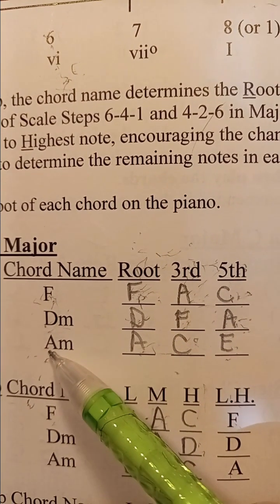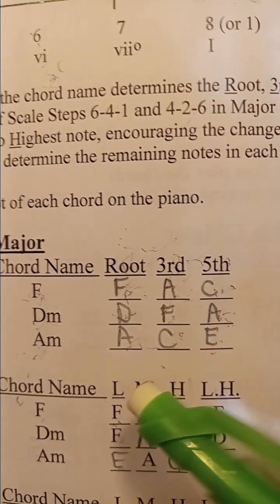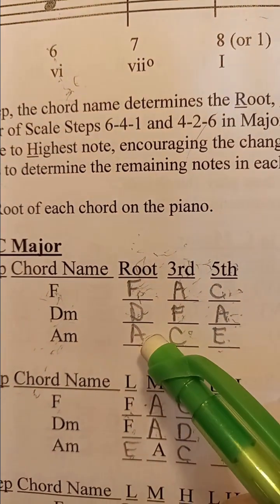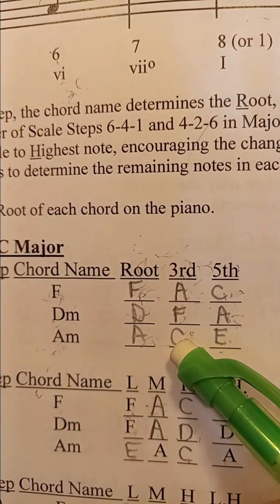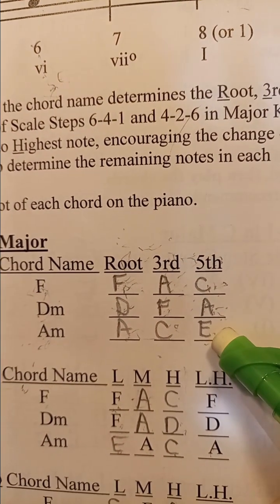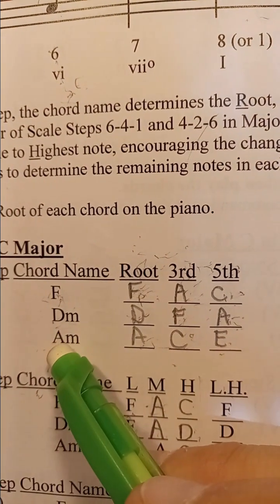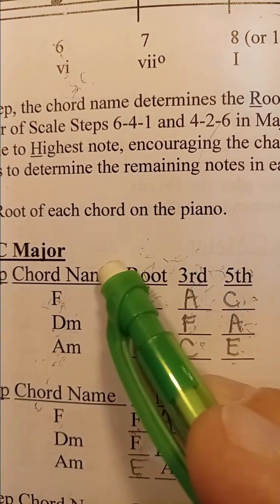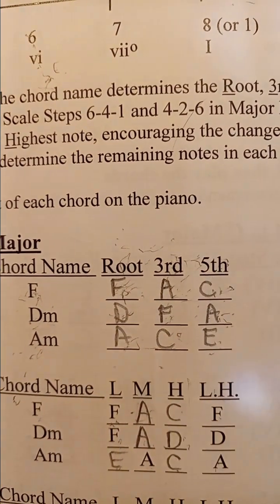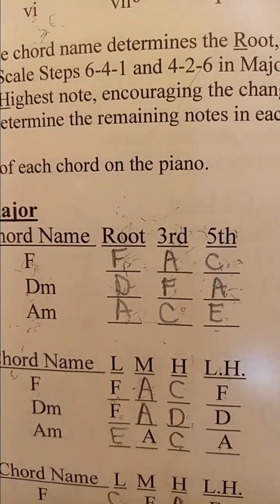With the A minor chord, A would be the root, B would be the second, C would be the third. With C as the third, D would be the fourth, and E would be the fifth. So the A minor would include the notes A, C, and E. And with these answers right here, we'll fill out the rest of the right side of page 18.